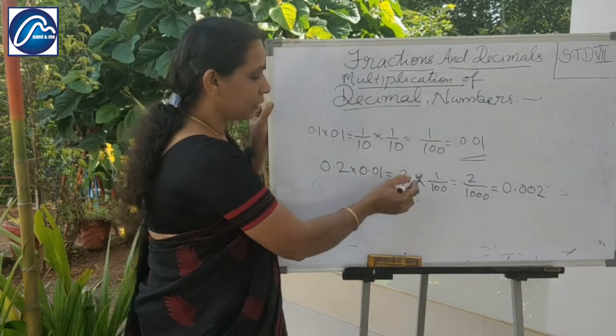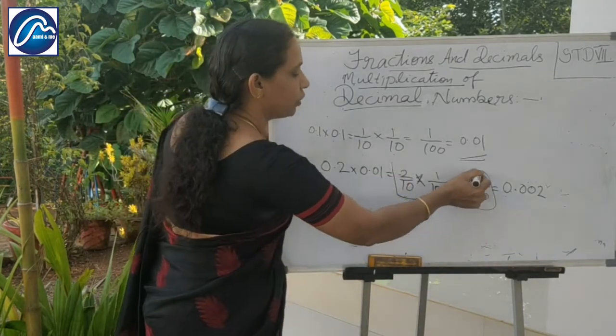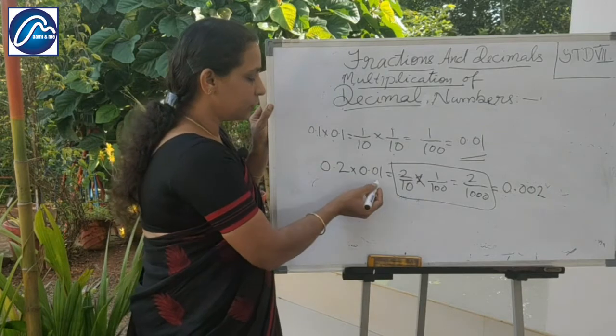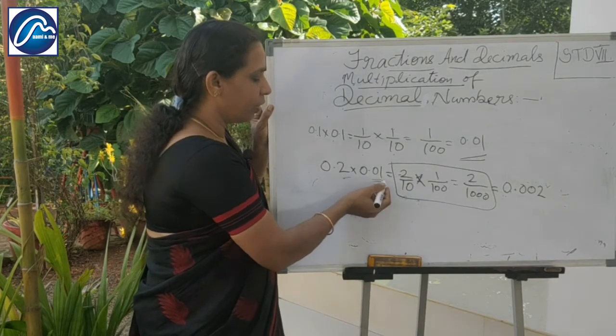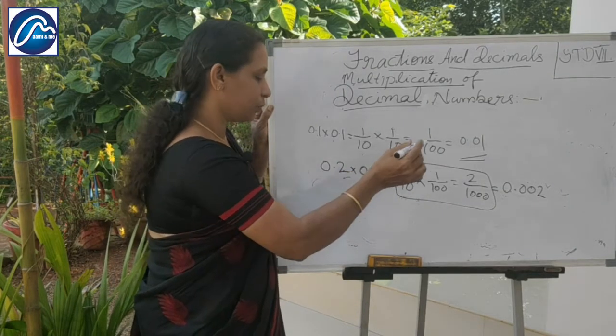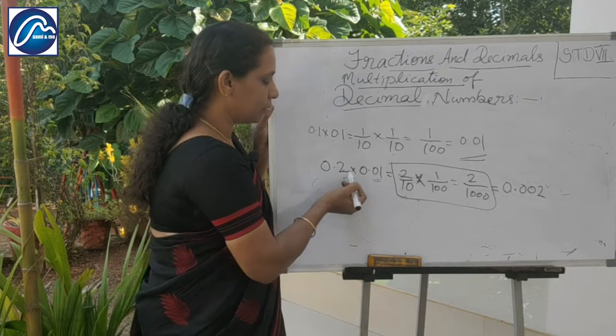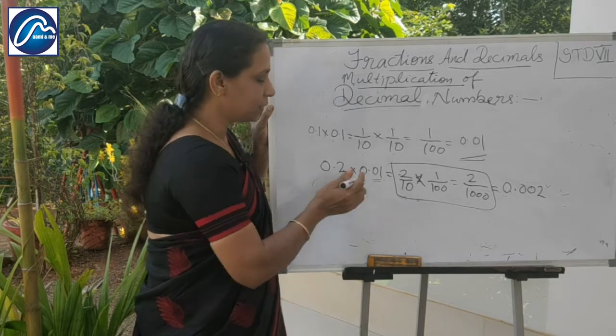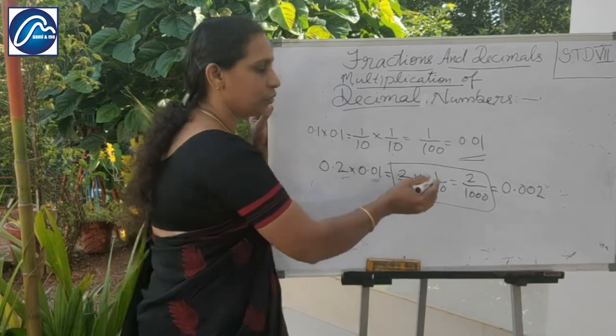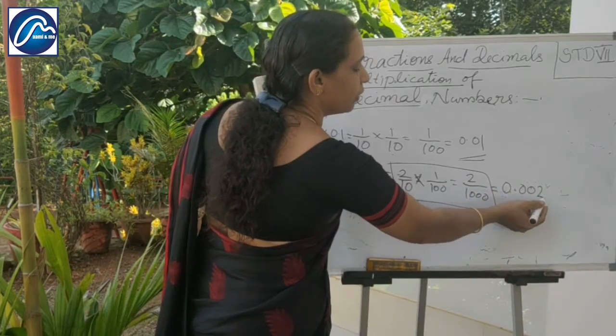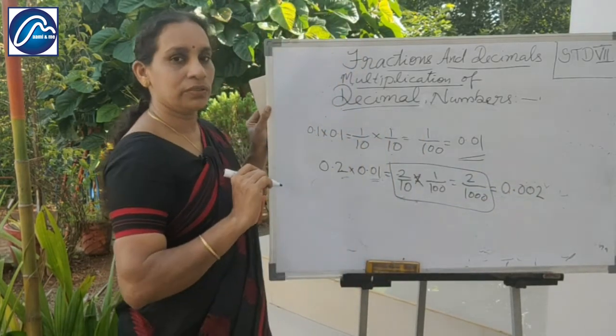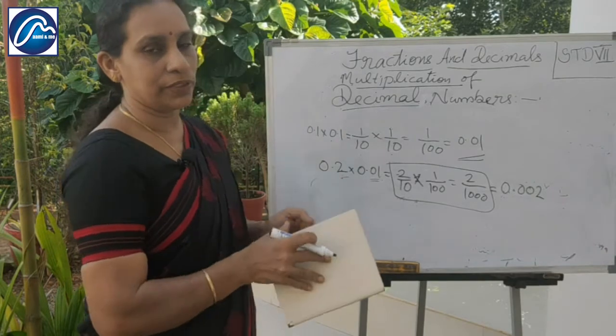So you don't want to do it like this, you just look here, what is 1 into 2? 2. Then here how many places are there in total? 1, 2 and 3. So in the answer there should be 1, 2, 3 places. Then you can put the decimal point there.